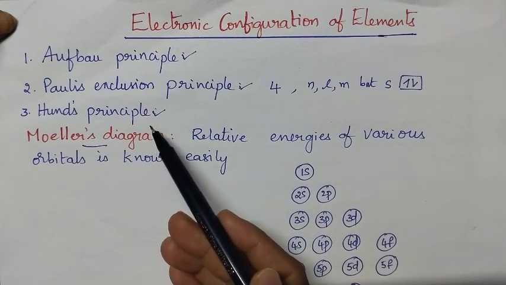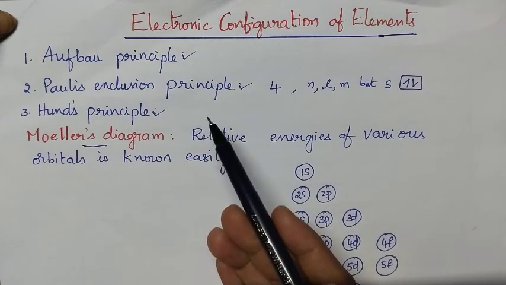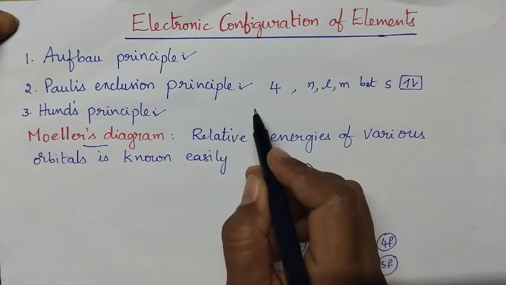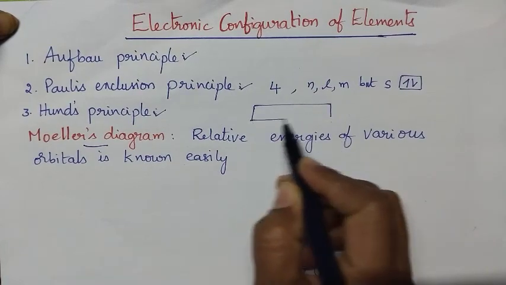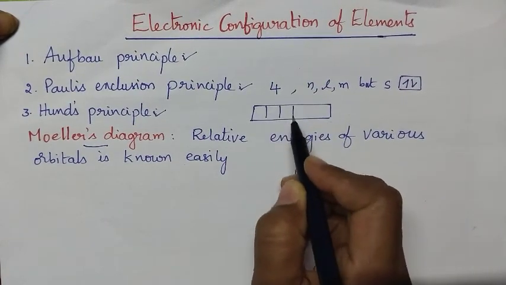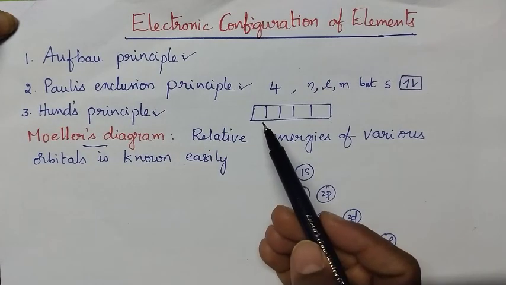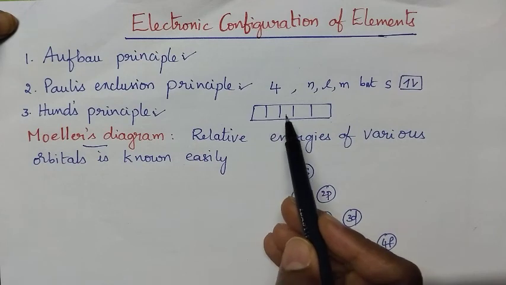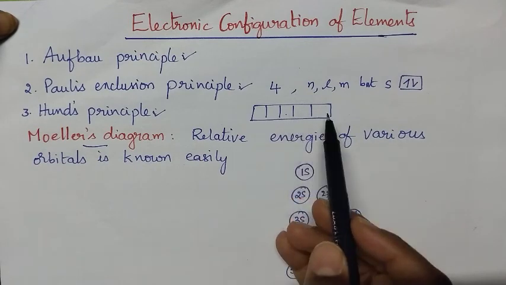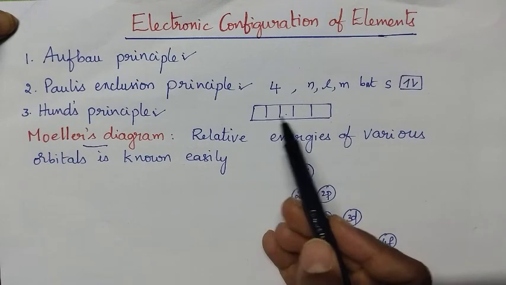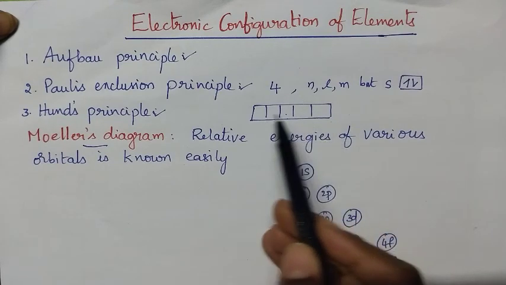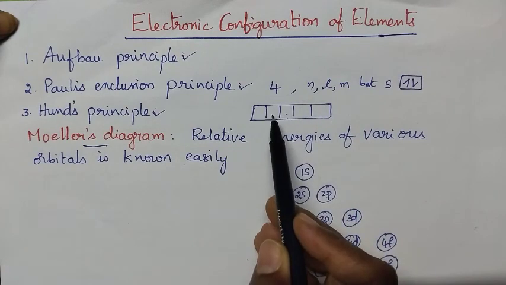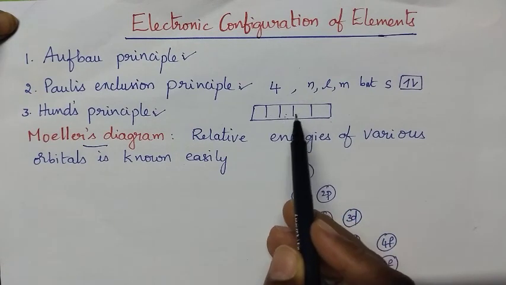Coming to Hund's principle, whenever degenerate orbitals are available. Degenerate orbitals means, let us consider d orbital. So, d orbital consists of 5 subshells. These 5 are called degenerate orbitals. Whenever degenerate orbitals are available, the pairing of electrons in these orbitals takes place only when each orbital is filled with a single electron.